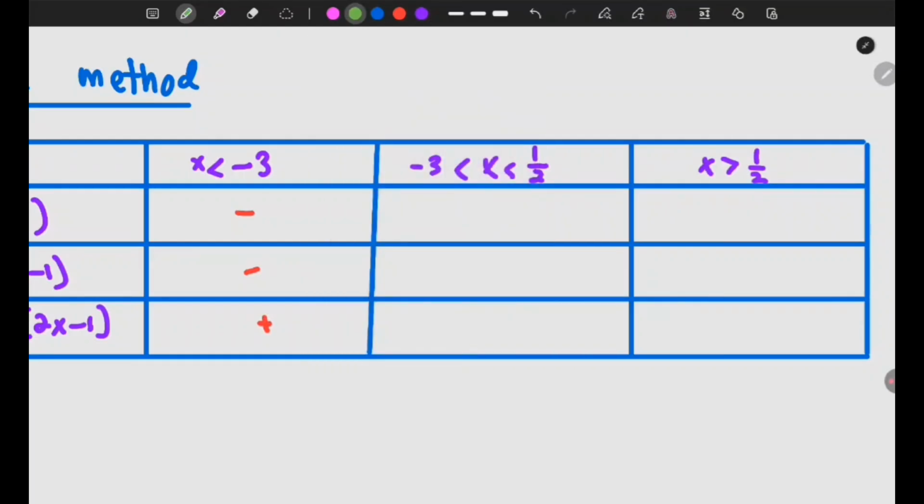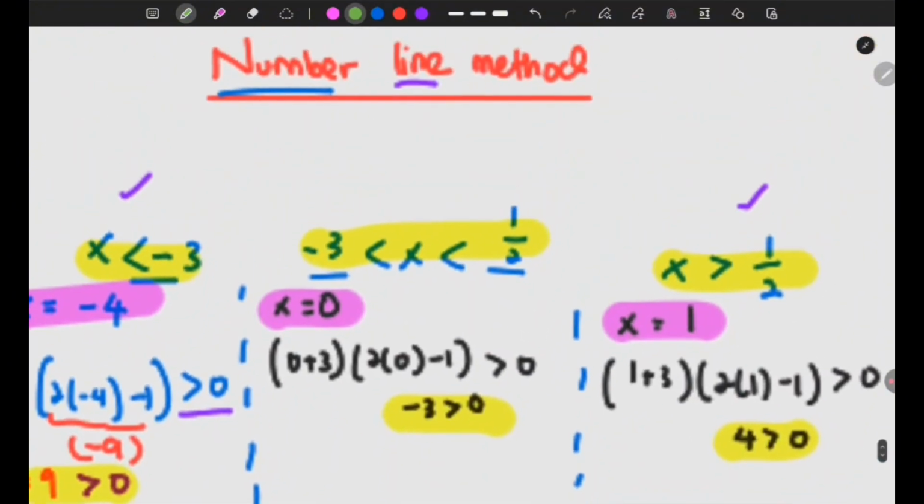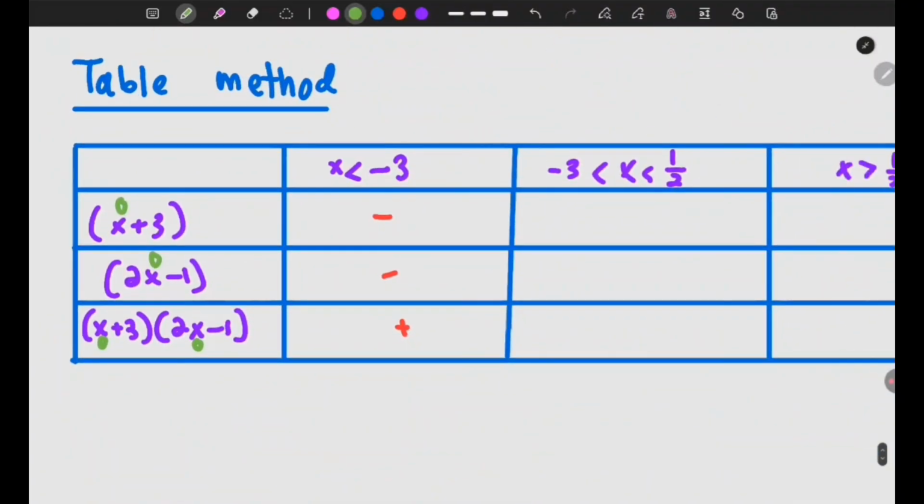0 plus 3 is positive. 2 times 0 is 0. 0 minus 1, negative. So plus minus, you times together, it will be minus.